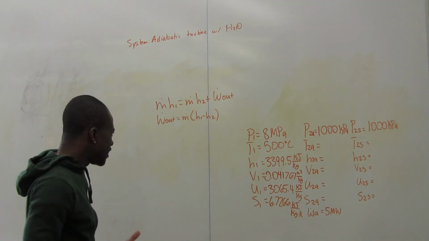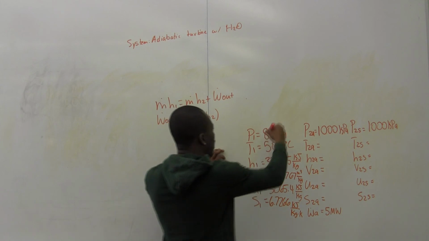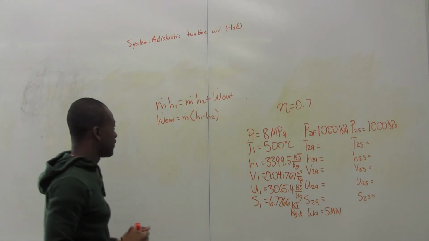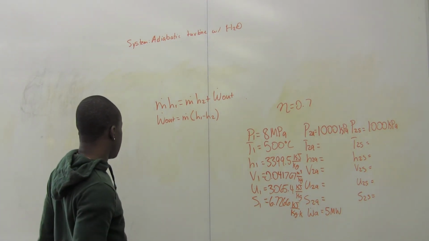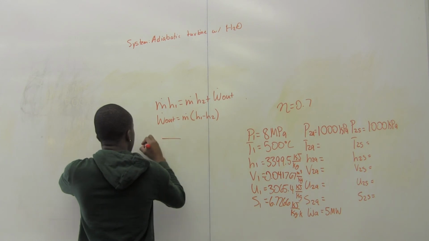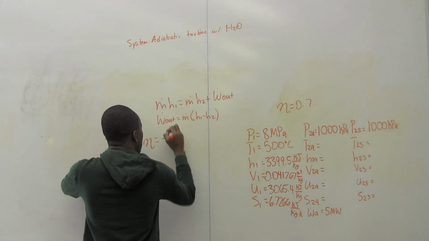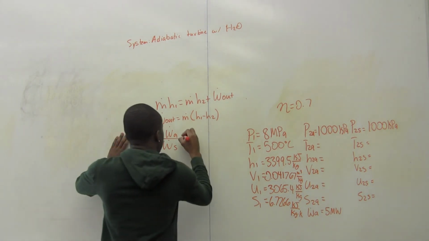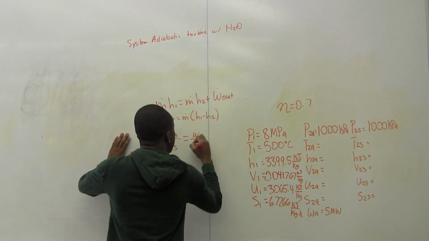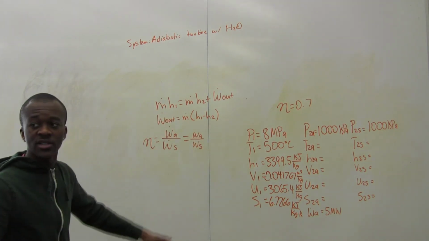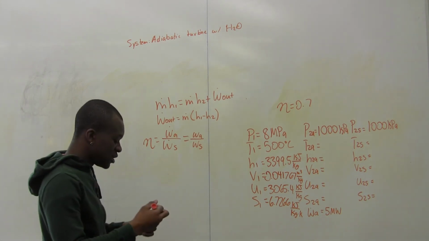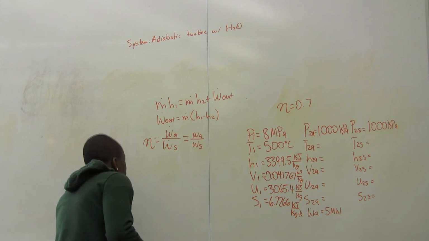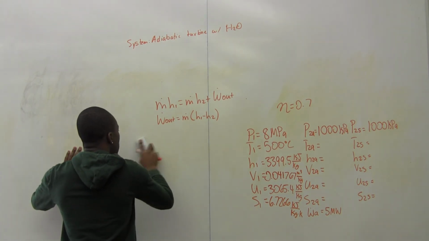They've already told us that our isentropic efficiency is 70%, which is the same thing as saying 0.7. The isentropic efficiency for a turbine is equal to work actual over work isentropic. We can equally say small WA over small WS, or big WA over big WS. Basically the work over the work is equal to that 0.7.